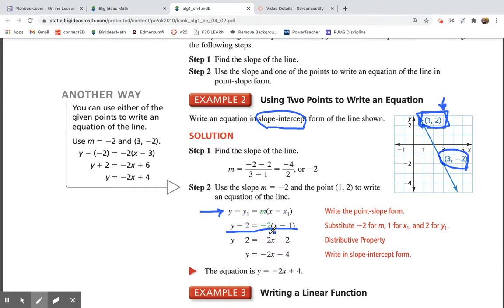So we distribute this 2. So y minus 2 equals -2x, and then -2 times -1 is +2, so plus 2. Then we add this 2 to both sides of the equation to solve for y. So that cancels. I'm left with y equals -2x, and then 2 plus 2 is 4. So that is our equation in slope-intercept form.